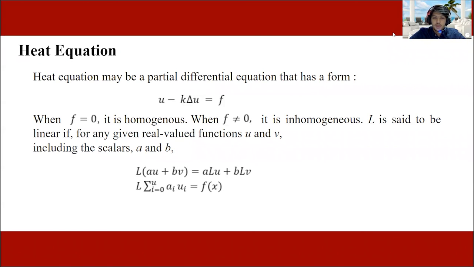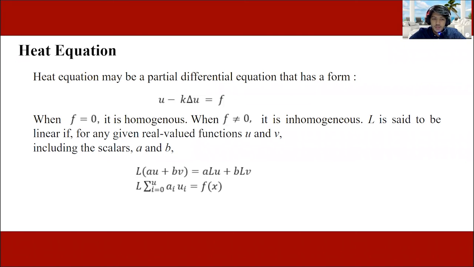Heat equation. The heat equation is a partial differential equation that is in the form of U_t minus K delta U equal to F. So when F is equal to 0, it is a homogeneous equation, while when F is not equal to 0, it is an inhomogeneous equation.